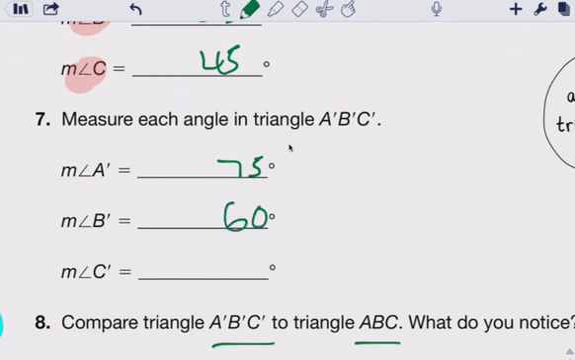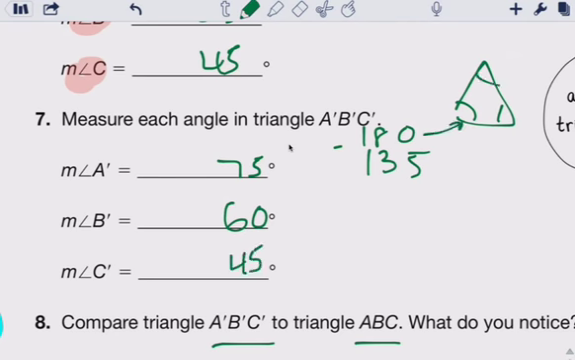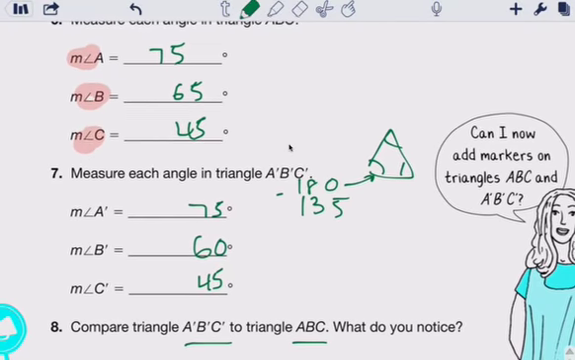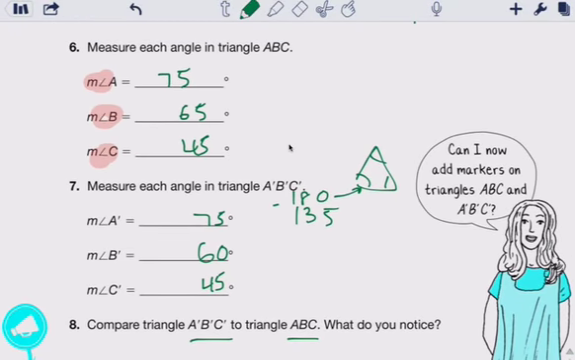And then subtract that, you get 135, and minus that from 180, the total angle of all triangles, which equals 180 degrees, you get 45 degrees. So compare the triangle of the primes to the regular pre-image one. What do you notice?